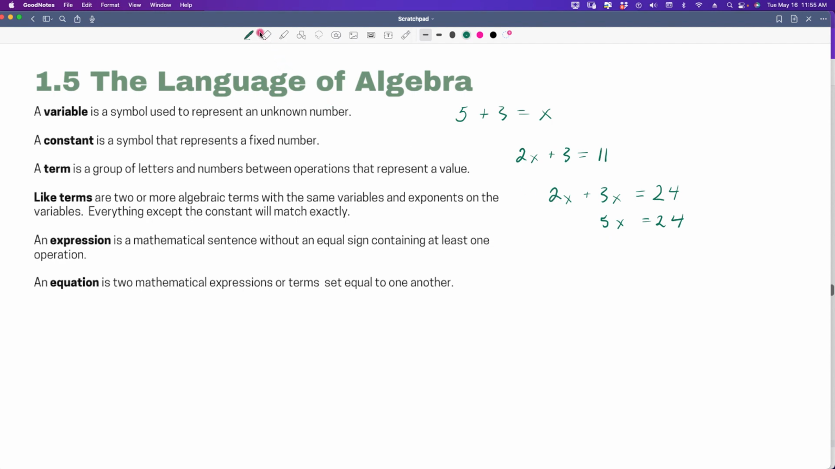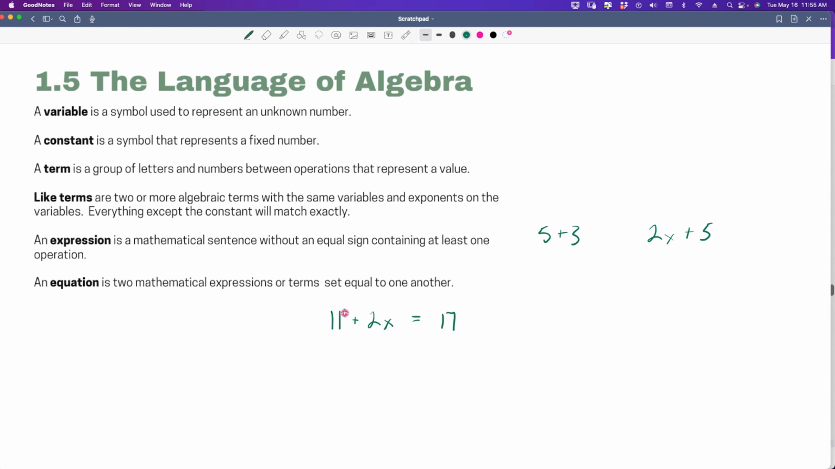An expression, right? This is an expression. Let me give you an example. An expression is 5 plus 3. Another expression might be 2x plus 5. These are expressions. An equation is when you put expressions equal to each other. So if I were to say 11 plus 2x equals 17.